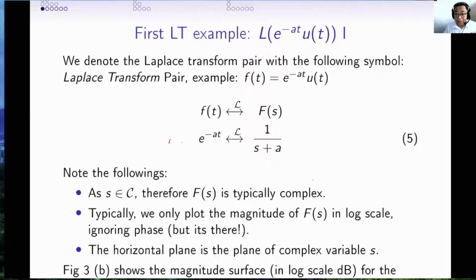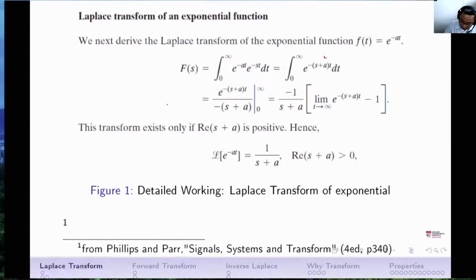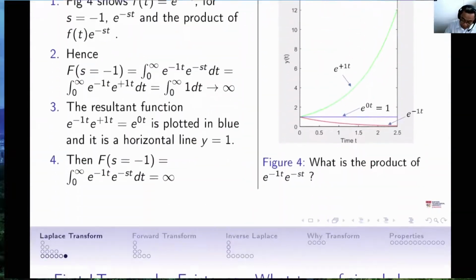In the next few slides, we are going to study the Laplace transform of the signal e^(-at) multiplied by the Heaviside function u(t). What does e^(-at) look like? Let's take a look at this figure.